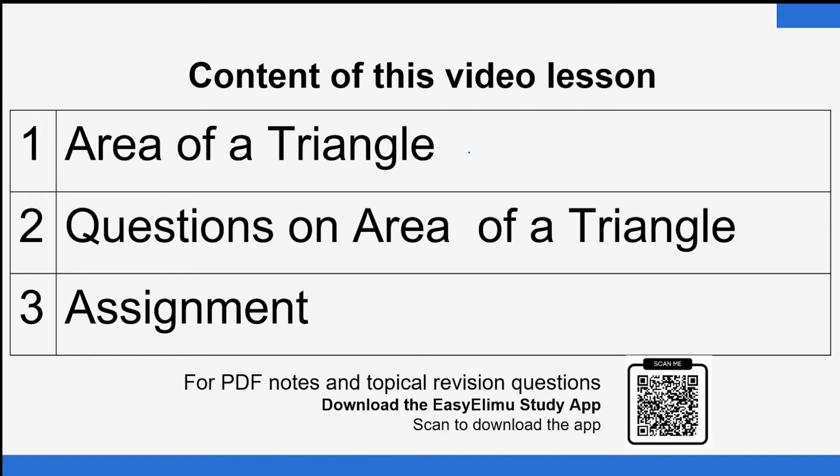So we have the meaning of a triangle. We look at it and some questions on area of a triangle, just to help us with understanding how the area of a triangle is obtained. And of course, at the end of this lesson, we'll be having some questions to help you practice. That is what you're going to cover during this lesson.